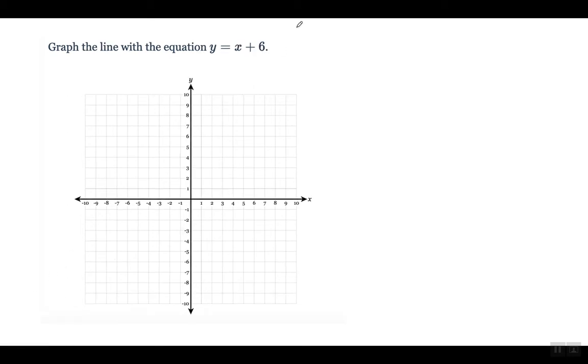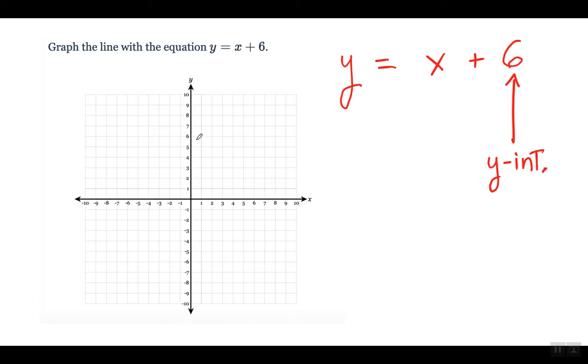Aquí hay otro ejemplo. All right, so again, first, identify what is the slope and what is the y-intercept. Primero que nada, tenemos que identificar qué es el slope y qué es el y-intercept. Okay, so 6 is the y-intercept. So I'm going to put a dot there. That's my starting point. Okay, ahí es donde voy a empezar con el y-intercept que es el número 6.